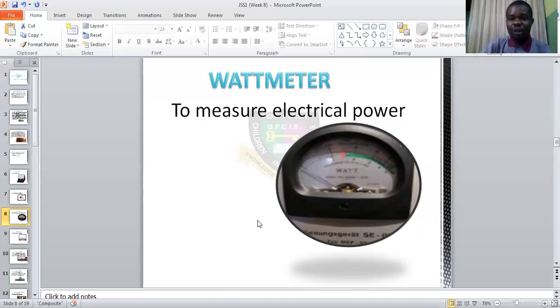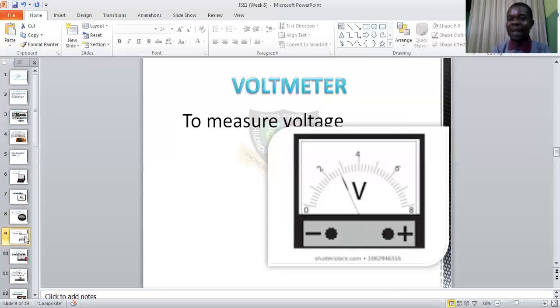When you hear volt, you're talking about voltage. When you hear ampere, we're talking about current. These are the units. We will come to this in our subsequent classes. Another one is the voltmeter. It is recorded V. Ammeter was A for ampere. So this one is V. It is used to measure voltage. We will soon know the difference between voltage and current as we progress.